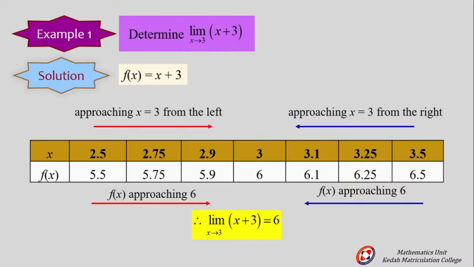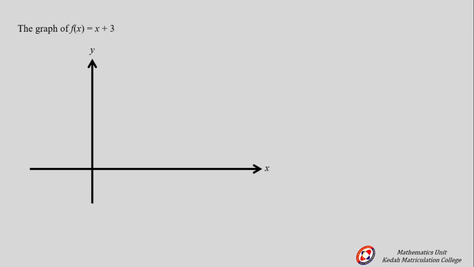Limits can also be explained by using a graph. Since we want to determine the limit of x plus 3 as x approaches 3, we sketch the graph of f(x) equal to x plus 3, which is a straight line, where the x-intercept is -3 and the y-intercept is 3. Then, we find the value of y when x is equal to 3, so we get 6.